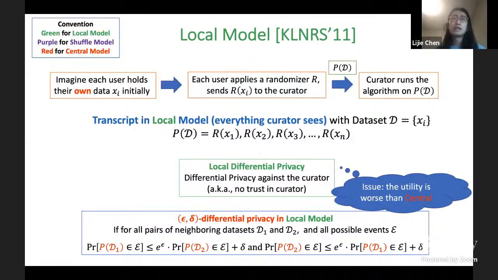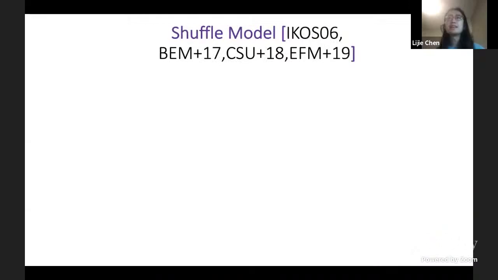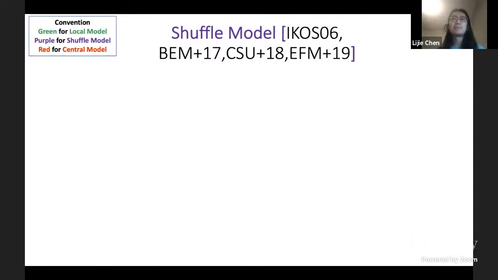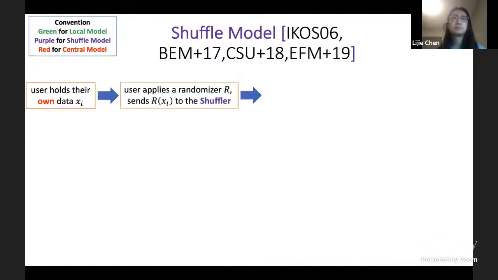As we'll see later, to achieve the same privacy, algorithms in local models sometimes perform much worse than their counterparts in the central model. So motivated by the drawbacks of the local model and the central model, the shuffle model aims to provide better utility while putting as little trust as possible on the curator. This model adds an additional layer of a shuffler, which applies a random permutation on all the messages sent by the users, and the curator runs on the shuffled version of all the messages without knowing which user sent which messages. So in other words, it anonymizes all the messages.